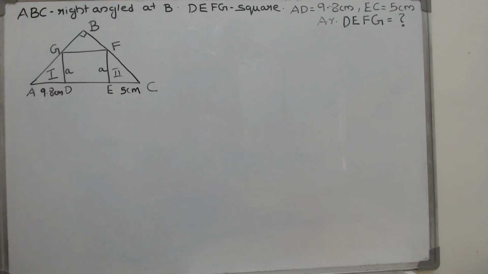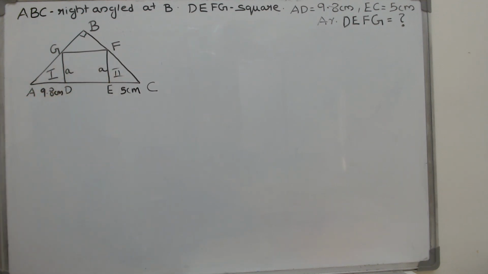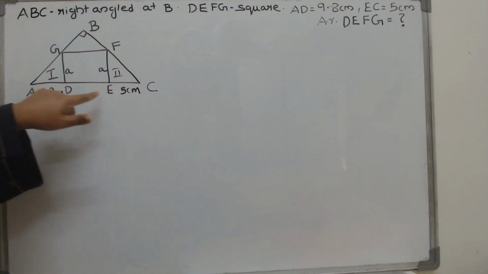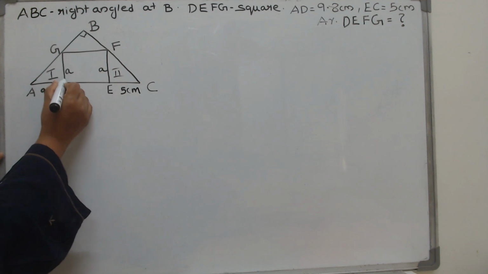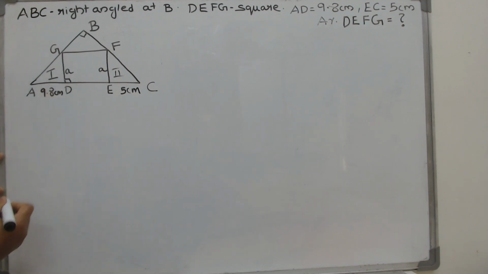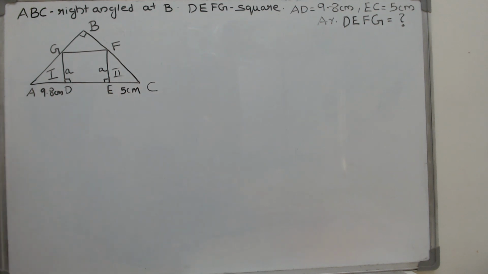What do you notice is similar between these two triangles? Both of them are right triangles. Why is that? If you see, we have a square DEFG. All of its angles are of measurement 90 degrees because it is a square. So you have a 90 degrees here, you have a 90 degrees here, and look at this. What do you see? It is a straight line, which means what? We have a linear pair.